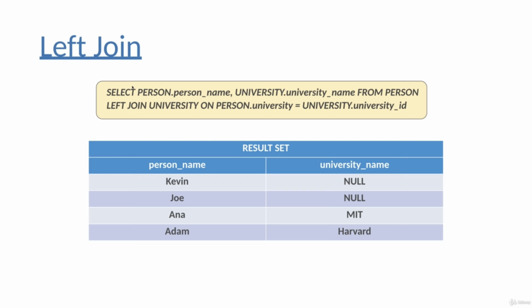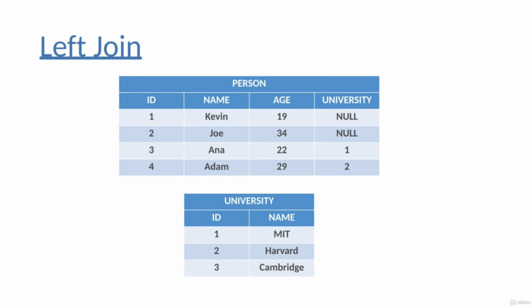That for example, we would like to select the person name and the university name from person left join university, because of course we would like to use multiple database tables, the person table and the university table, and we are going to join them in a left join manner, where the person.university is equal to the university.universityID. Of course, the university column is storing the foreign key, and these are representing the universities.